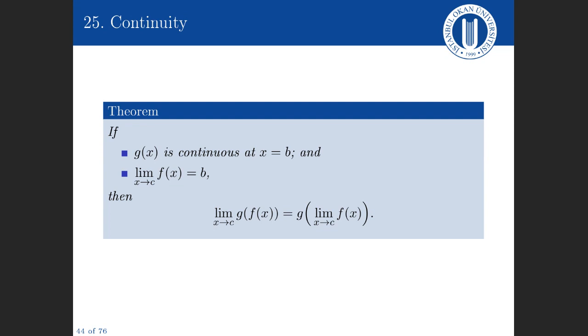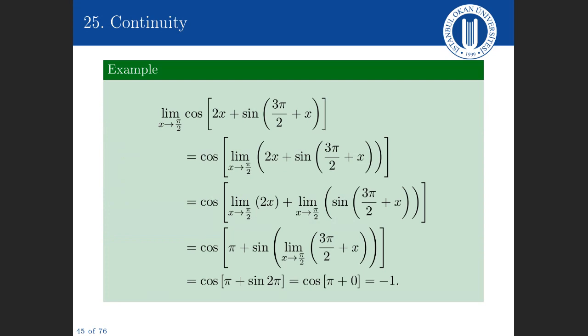If we have continuous functions, then we can take a function g outside of the limit. Instead of doing the limit of g of f, we can swap the positions: instead of the limit of g of f of x, we can do g of the limit of f of x. We can use that to calculate limits such as this. So suppose we want the limit as x tends to pi over 2 of cos of 2x plus sine of 3 pi over 2 plus x. Cos is continuous, so we can swap the positions of limit and cos.